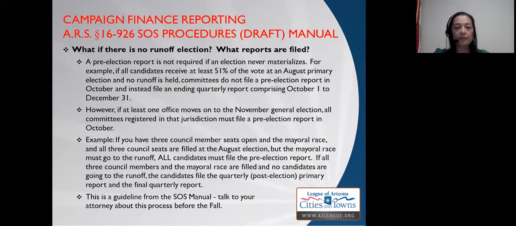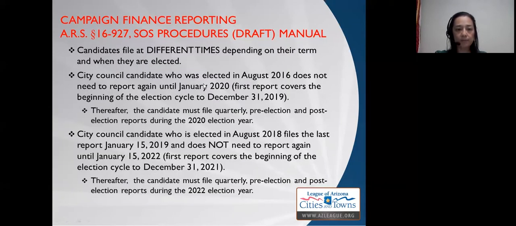Okay. Let's go. So it's just important to know that candidates file at different times depending on their term and when they're elected. So a city council candidate who was elected in August 2016, 2 years ago, and it's a 4-year term, they don't report again until January 15th of 2020. And that first report covers the beginning of the election cycle through December 31st of 2019.